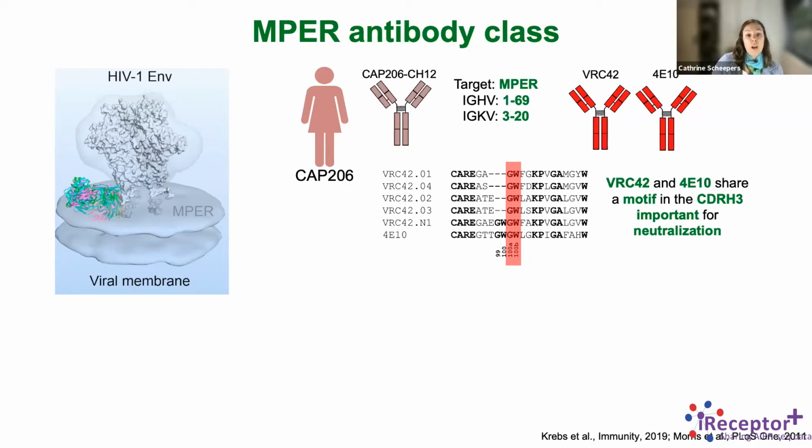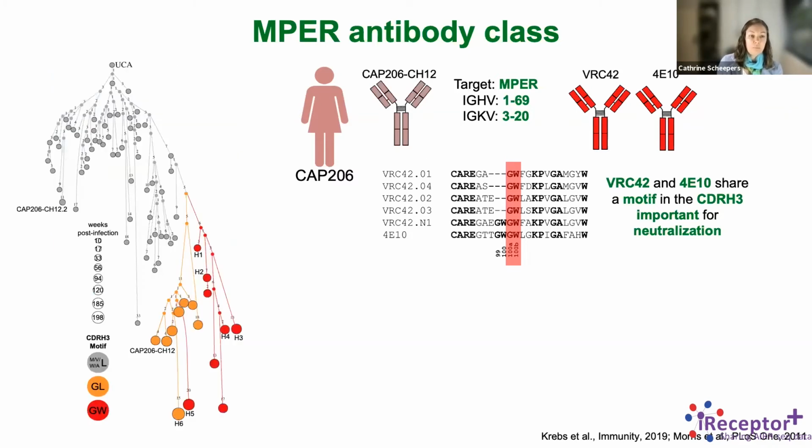While VRC42 and 4E10 are amongst the broadest and most potent of the broadly neutralizing antibodies that we have, CHARV12 is an intermediate neutralizer. And so we used co-evolution of the CHARV12 lineage to try and understand the differences between these lineages. This is a phylogenetic tree of the heavy chain of CAP206-CH12, and you can see it sits here in the orange branch. But a lot of the continued evolution happens between these two branches.